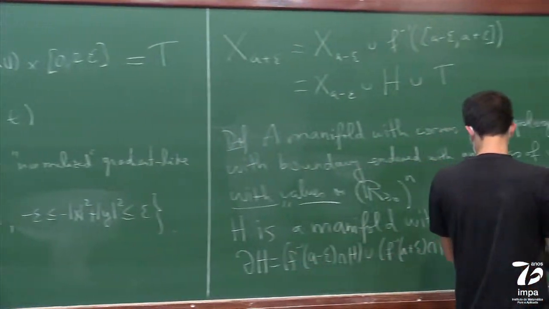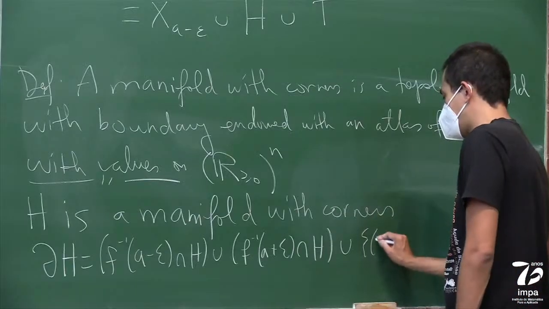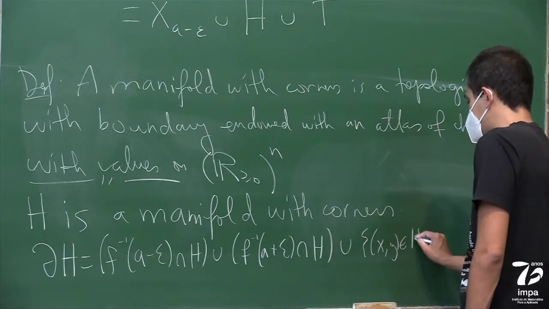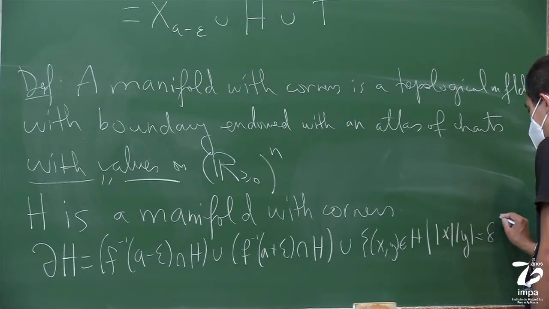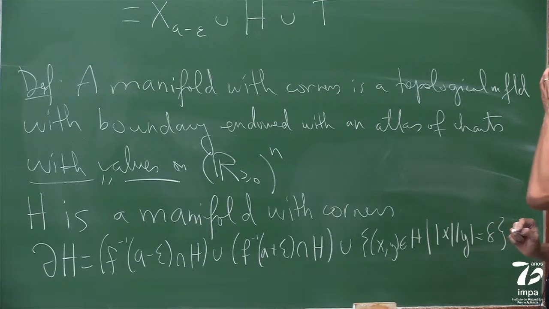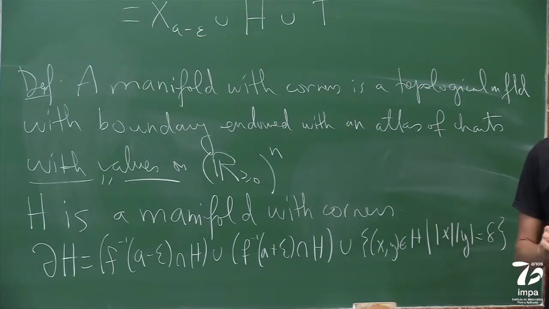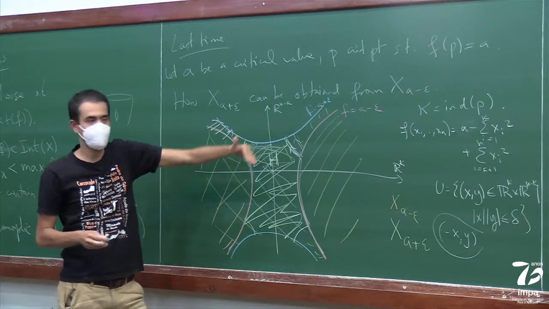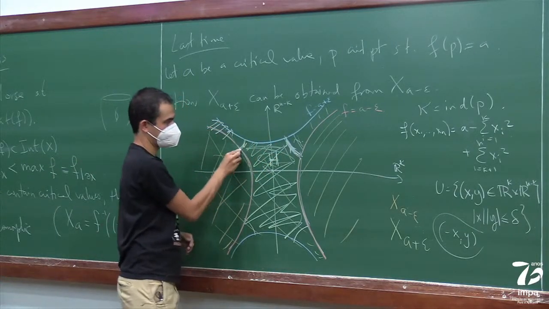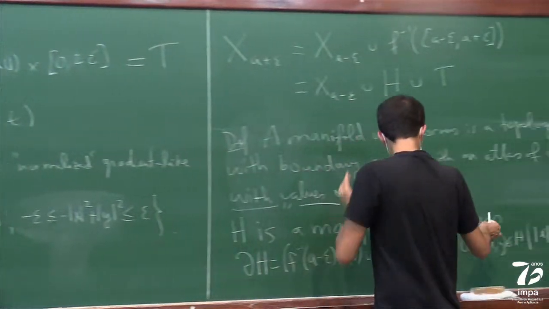Okay, so this is the union with, I'm just going to write it like this, x, y in H such that norm of x, norm of y is equal to delta. So this part here actually belongs to T. It's where this trivial part intersects with H. It's exactly this part here. Okay? So this is what it is.